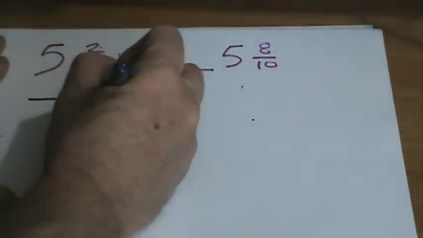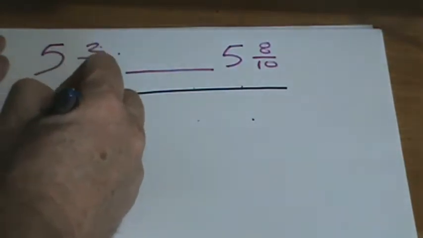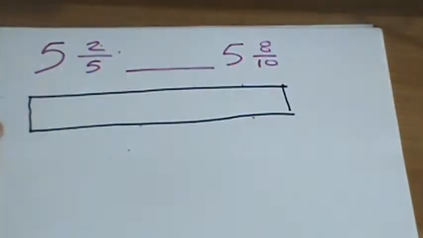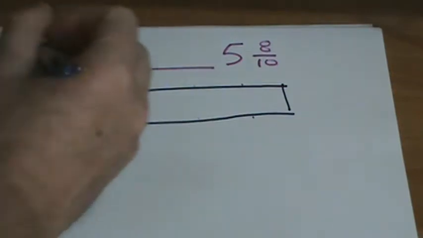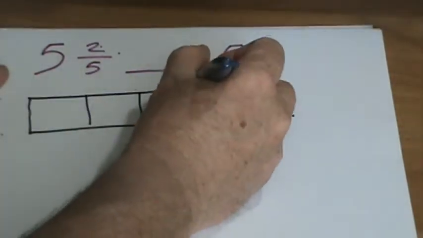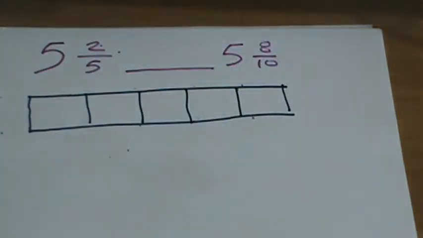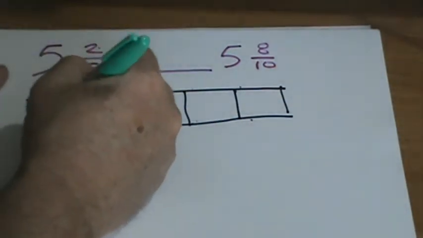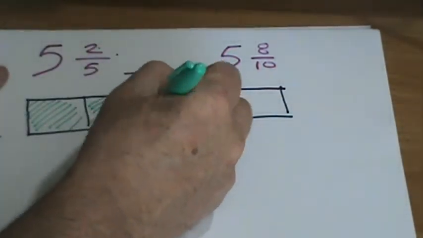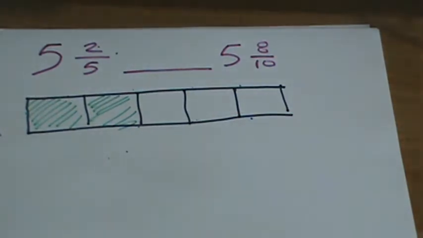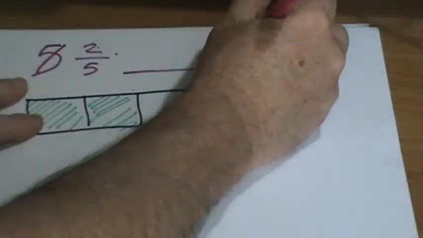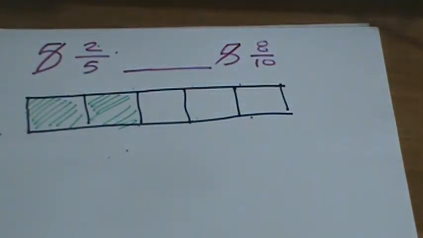Let's make a tape diagram. Okay, so I'm going to break this up into 5 pieces. 1, 2, 3, 4, 5, or 5 units. How many fifths do I have? I have 2. Okay, plain and simple, 5 2/5. And we'll cross out the 5s because we know they're equal. So now I just want to see if 2/5 is less than 8/10.